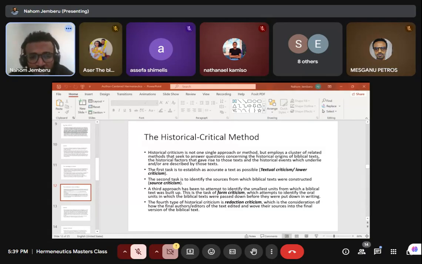The first one is called textual criticism, or sometimes it's called lower criticism. Textual criticism seeks to establish as accurate a text as possible. So this approach assumes that before trying to interpret a text, before trying to do an exegesis, it's important to have a static text, that is a text that we are sure of.